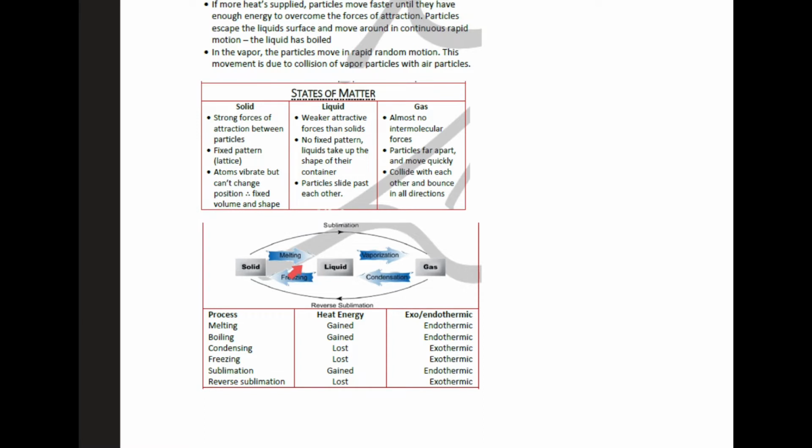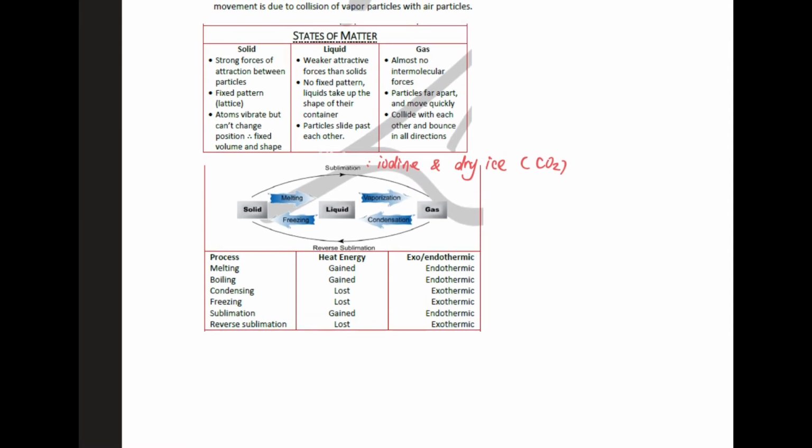Solid to liquid is melting, liquid to gas is vaporization, gas to liquid is condensation, liquid to solid is freezing, solid to gas is sublimation. For sublimation, you need to remember two examples. The important substances that go through sublimation are iodine and dry ice. Dry ice is carbon dioxide. Then we have the reverse sublimation, which is gas to solid.